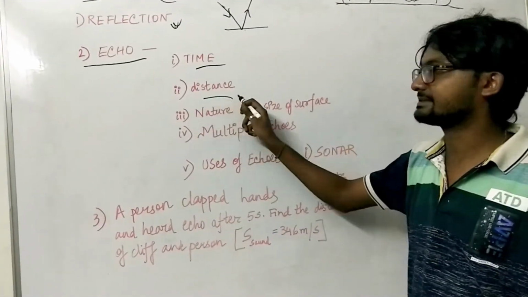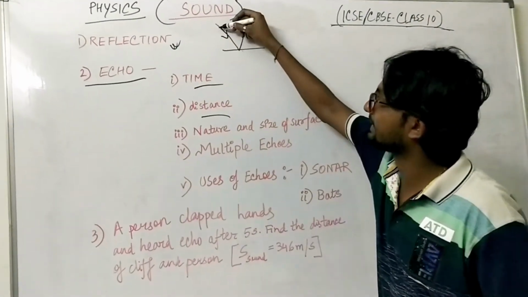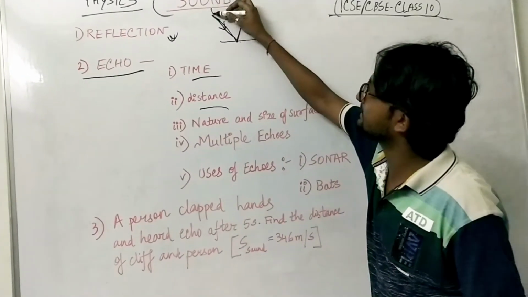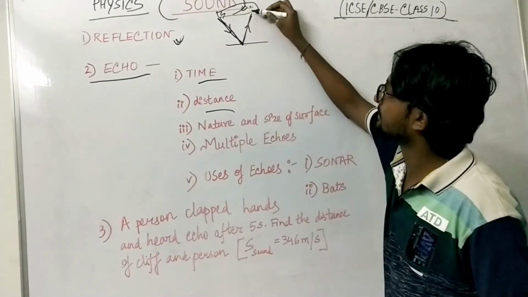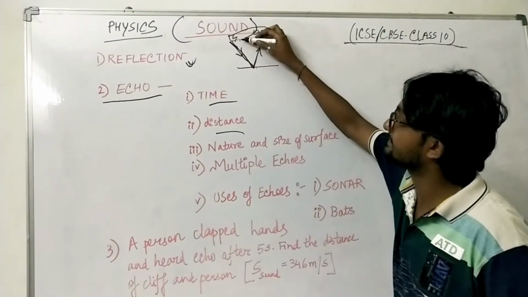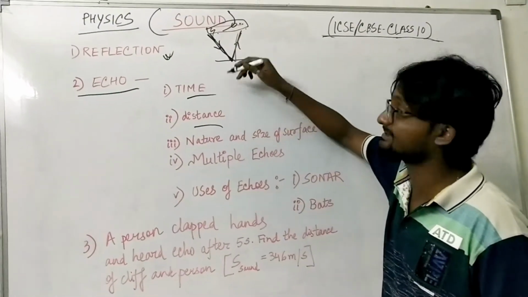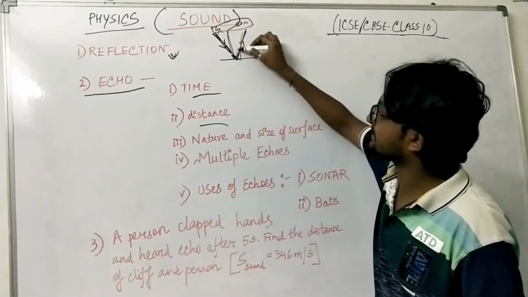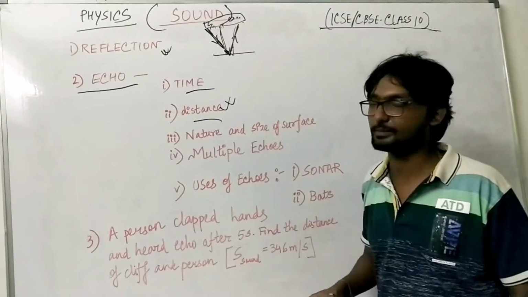The distance is from the surface where the reflection is happening. This is falling over here, and this is coming back over here. If the source and the observer are over here, the source is giving the sound and the observer is receiving it. The time is what the sound wave takes. The distance is between this part and this part. So this is the distance. I will come back to this for the numerical part.